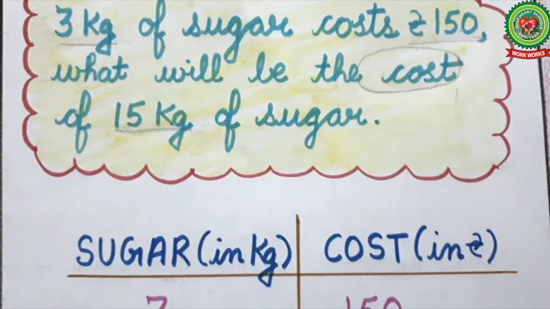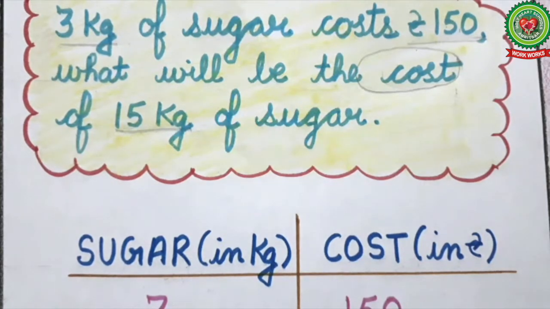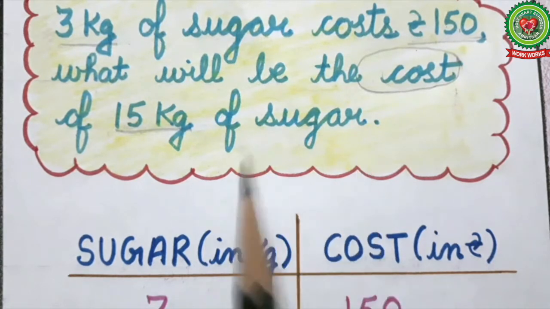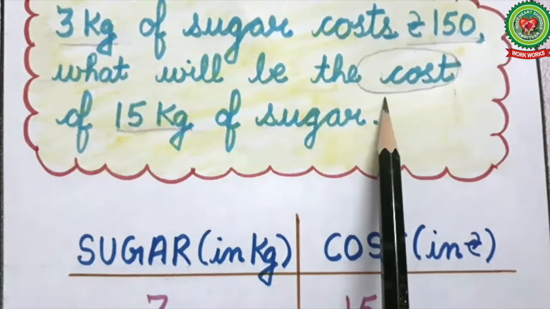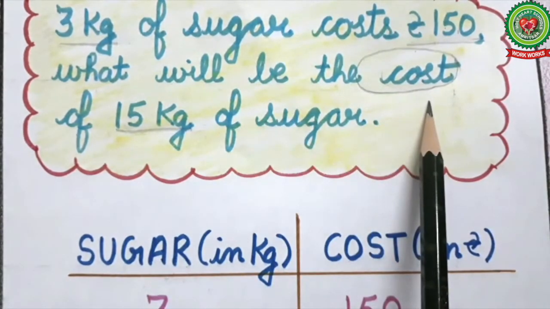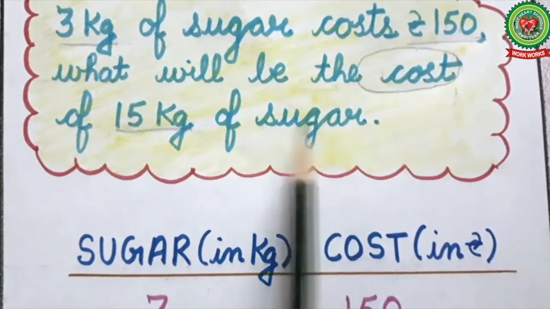In order to solve questions of this type, first step is to write down the information given in the question in tabular form. Here you have to keep one thing in mind, that on left hand side you are supposed to write down the information which is given, and on right hand side you are supposed to write down the information which you need to find. It will be clear from the statement only. Here statement is what will be the cost. We need to find the cost of 15 kg of sugar.